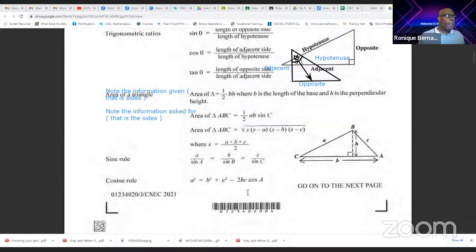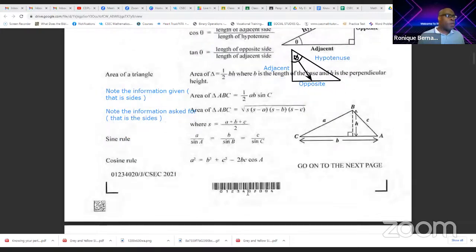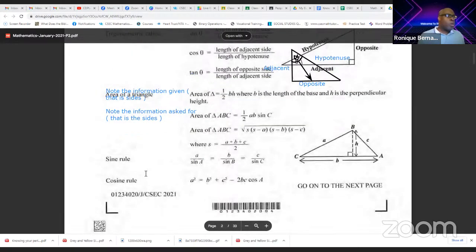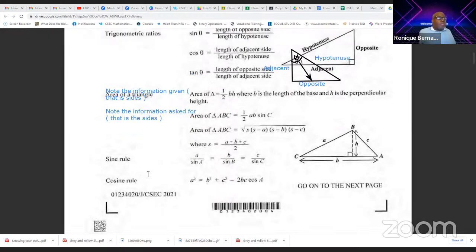All right, moving on. Now, the sine rule and the cosine rule. You have to know when to use either of these two rules. The sine rule is used when you are given two lengths and an angle. So there are three pieces of information you have to be given for the sine rule: two lengths and the corresponding angle for at least one of the lengths.